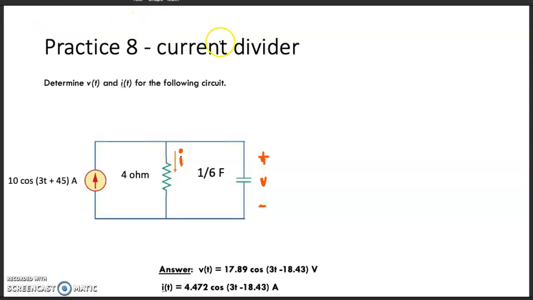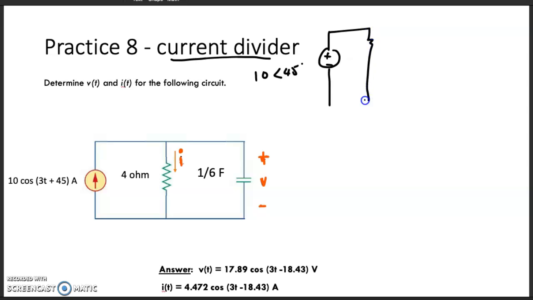Okay class, let's continue on the last example on the current divider, how we can solve this one for the AC circuits. So given 10 cos 3t plus 45. Okay, one resistor and one capacitor. First, always change everything to phasor. So it becomes, here it's already cosine, so 10 angle 45 degrees.